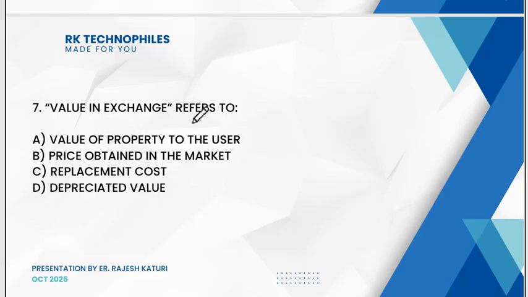Seventh question, value in exchange refers to. The options are value of property to the user, price obtained in the market, replacement cost, depreciated value. So the options are four here. Thus the correct answer will be B. Price obtained in the market.